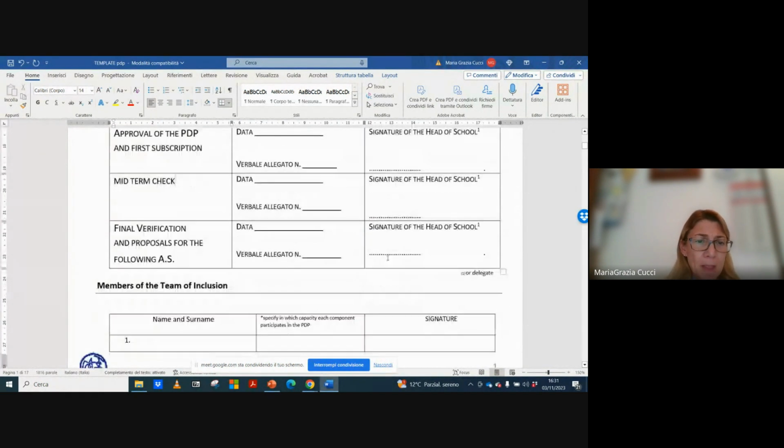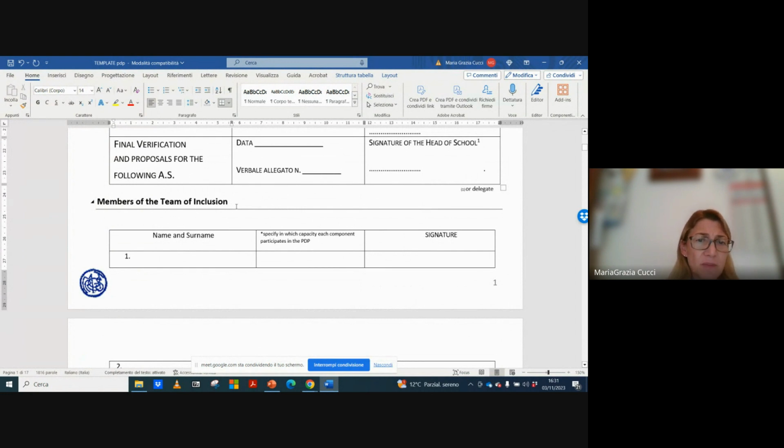After this third part, you see the list of members of the team of inclusion. Name and surname, and you specify in which capacity, which role should be better to write, each component participates in the PDP, because he is the delegate of the head of the school, because he is the math teacher, because he is the psychologist. You have to write the name of the role, because in this way it is clearer what specific competence this person can bring to the team of inclusion.